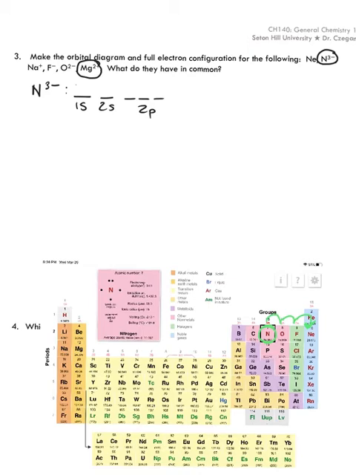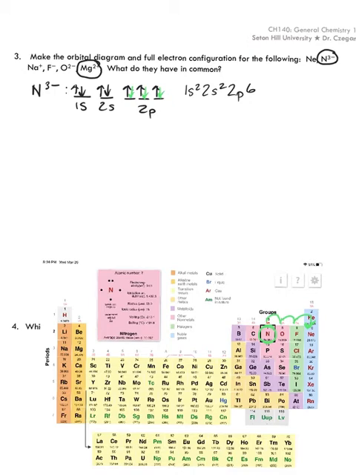Nitrogen on its own has 7 electrons, so 1, 2, 3, 4, 5, 6, 7. Then when we form the ion, we have to gain 3 more. Those are going to go in the next 3 spaces. And so the electron configuration ends up being 1s2, 2s2, 2p6.